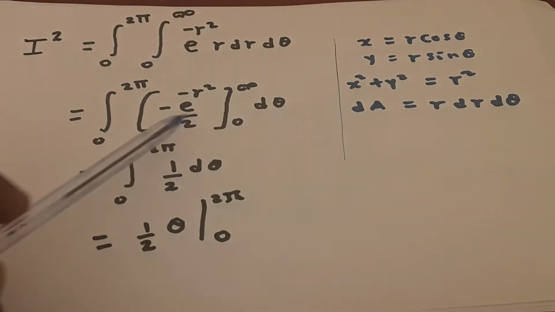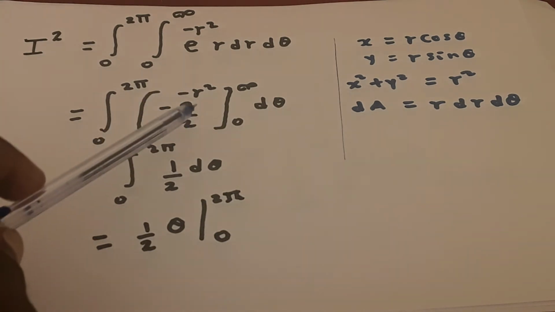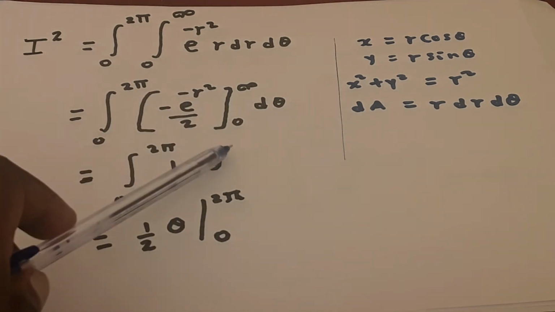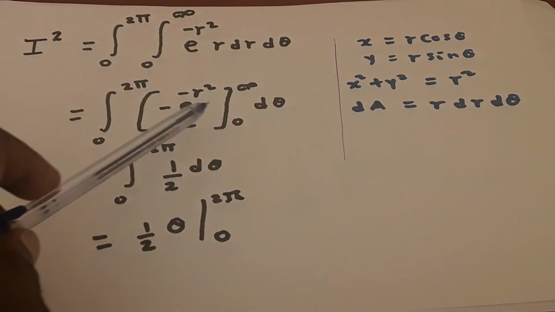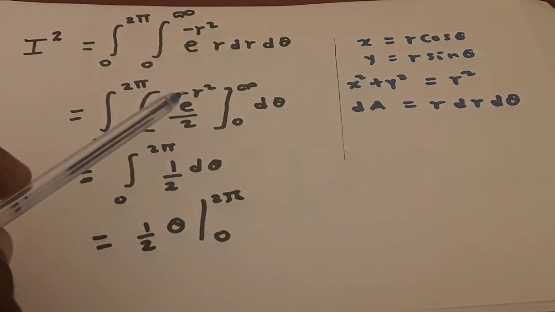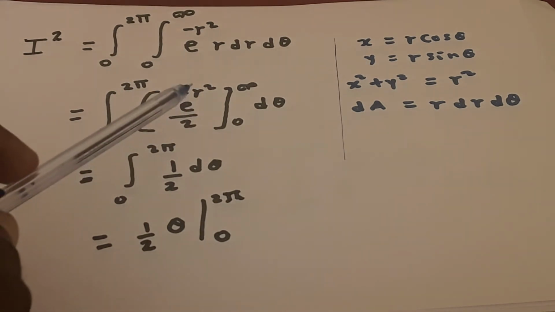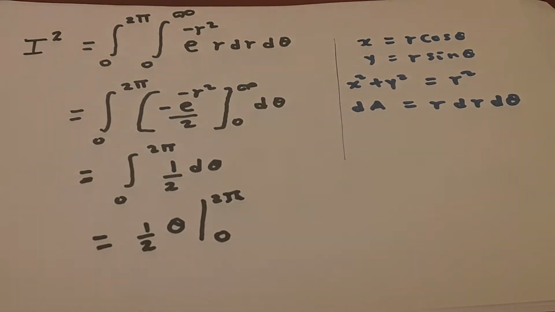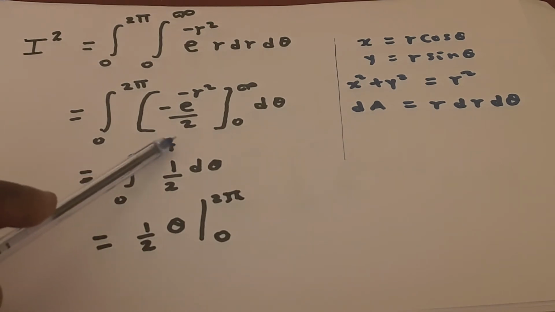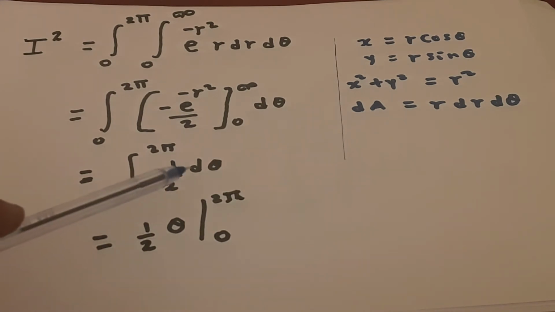At r is infinity and at r is 0, we first complete the computation in r. We assign the value at infinity as 0, since as r goes to infinity, e to the minus r squared tends to 0. So we have 0 minus the value at r is 0, which is minus half times 1. So 0 minus minus half is half, we get half. That's algebraic manipulation. I skip a big chunk of this work because it's extremely elementary, using the substitution. So we get 1 over 2 d theta.